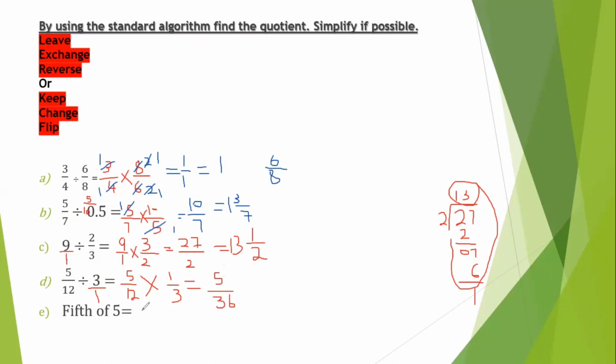Next, 1 fifth of 5. "Of" means times. So this is multiplication. Let's divide. 5 divided by 5 equals 1. So the answer is 1.